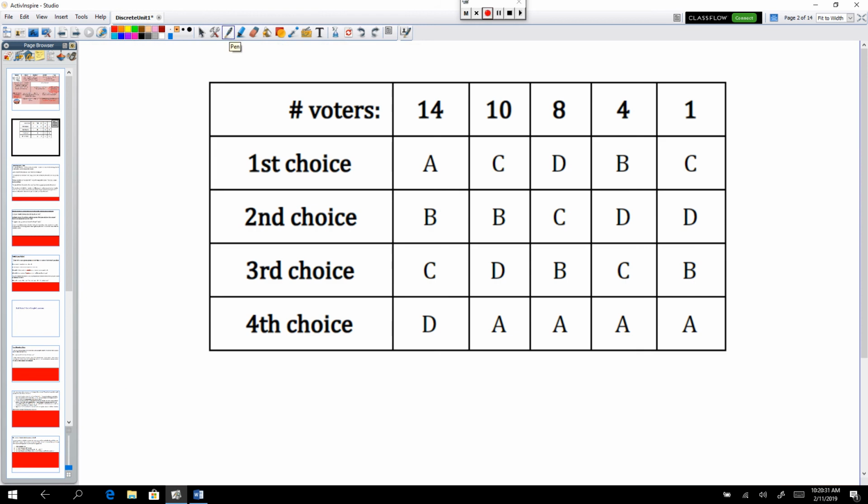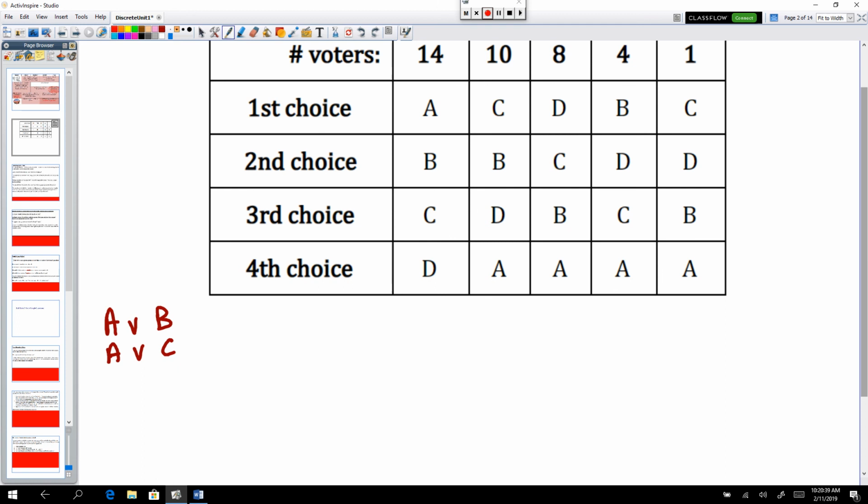We will need to compare A versus B, A versus C, A versus D, B versus C, B versus D, and C versus D. Do not repeat B versus A. The battle results will still be the same. We don't want to duplicate, and we certainly don't want to leave battles out. So make sure that you have everybody versus everybody. And order doesn't matter as long as you've accounted for every battle option.